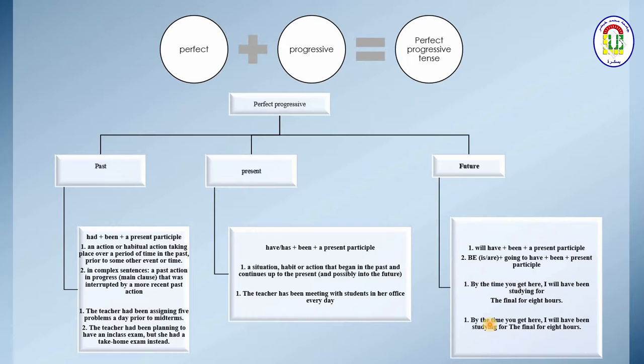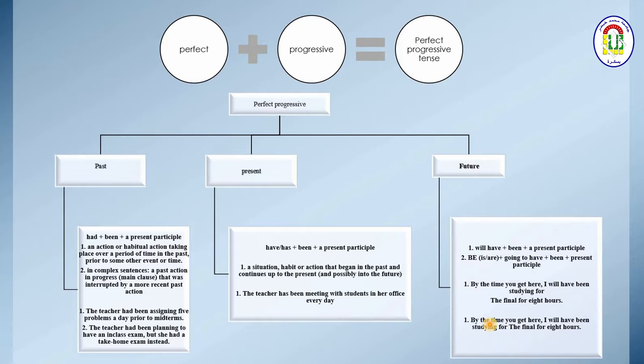So by the time you get here, you may be abroad, and I tell you by the time you come home, I will have been studying for the final for 8 hours. I will have normally finished my studies. I will have been finishing my studies for the 4th year. Okay, so this is normally what is called the combination of the perfect and progressive tenses.